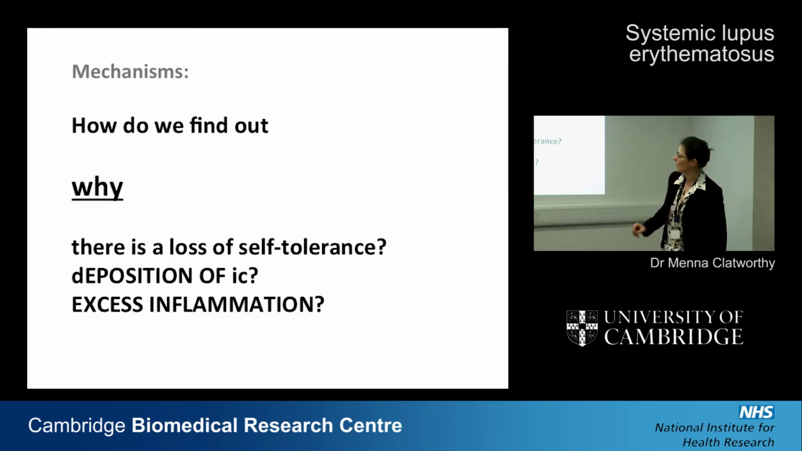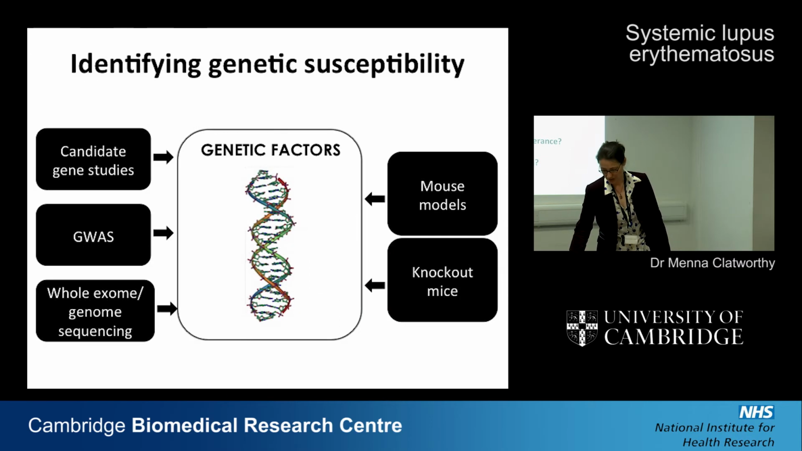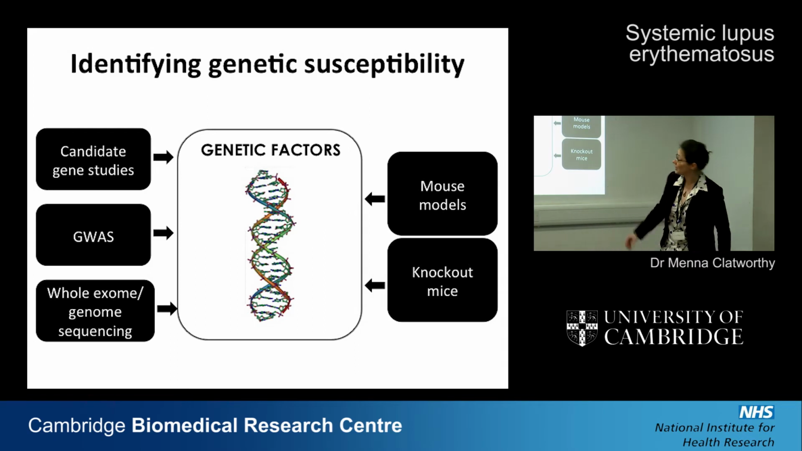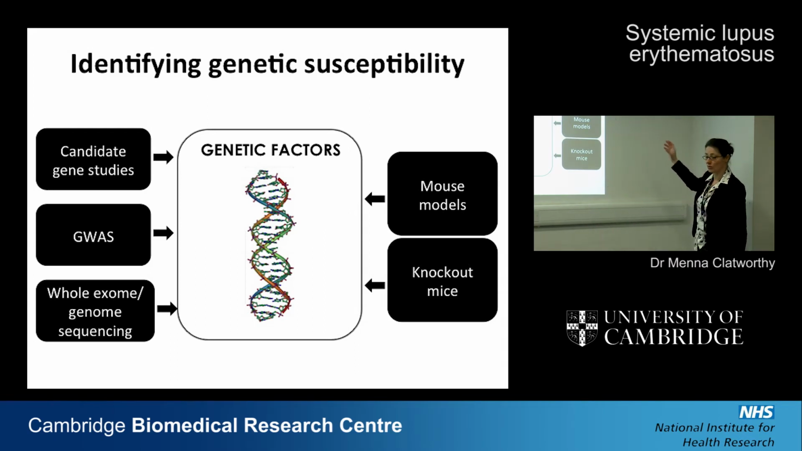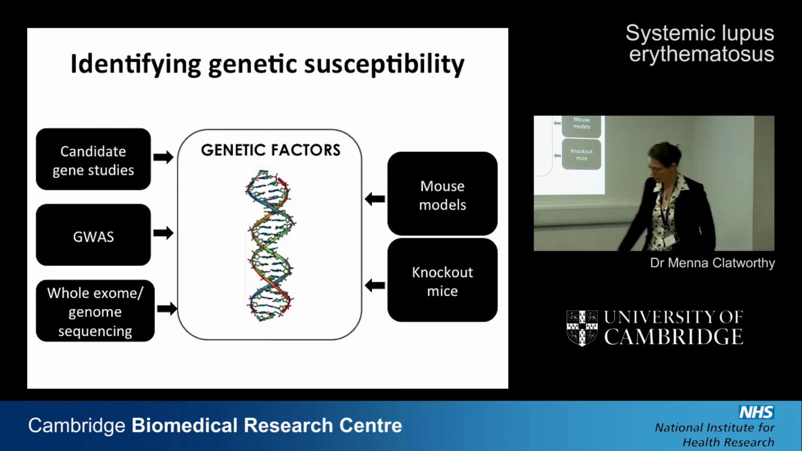So how do we find out why all of those things happen? So why is there a loss of self-tolerance? Why is there deposition? Why is there excess inflammation? So if I take you back to these key things, this is really what's been used to answer those questions. And I'm going to start with some of the mouse models.